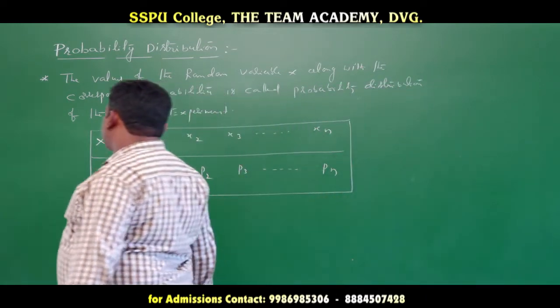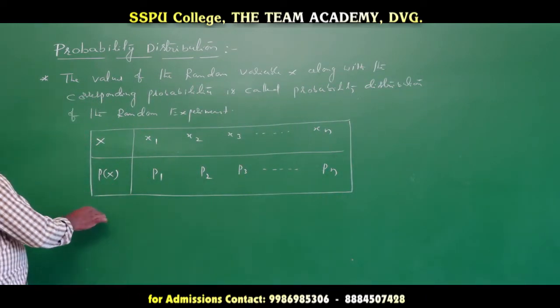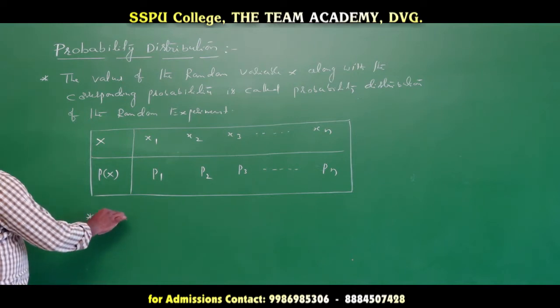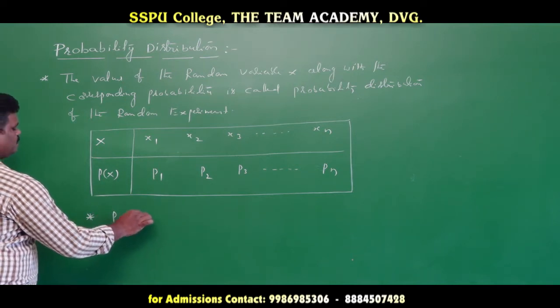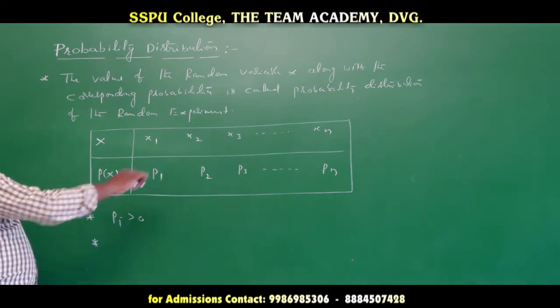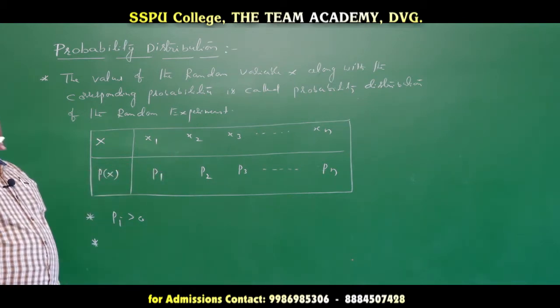Here remember some points: every observation's probability is always positive and non-zero, which means pi must be greater than 0. And next, the sum of all probabilities in that distribution table must be equal to 1.